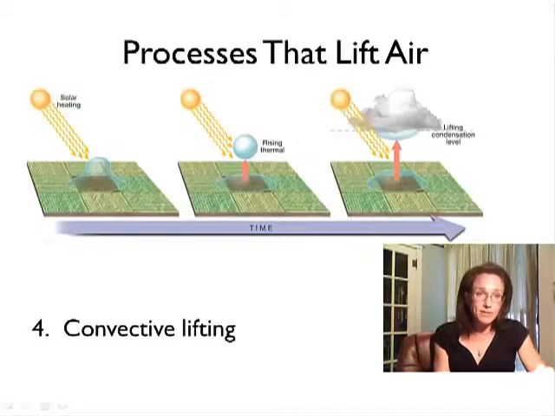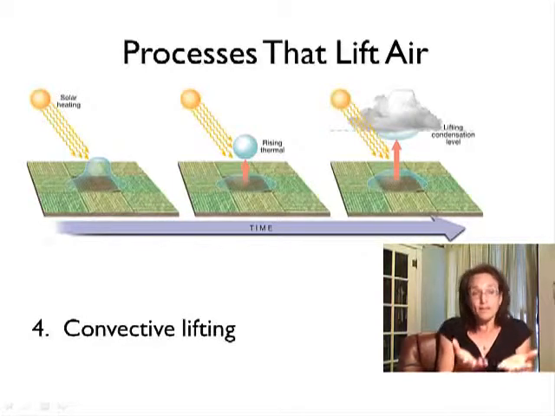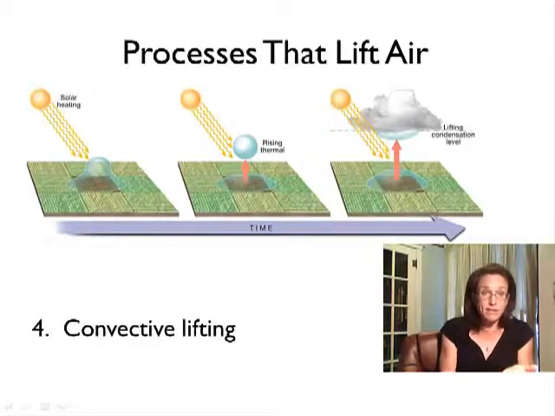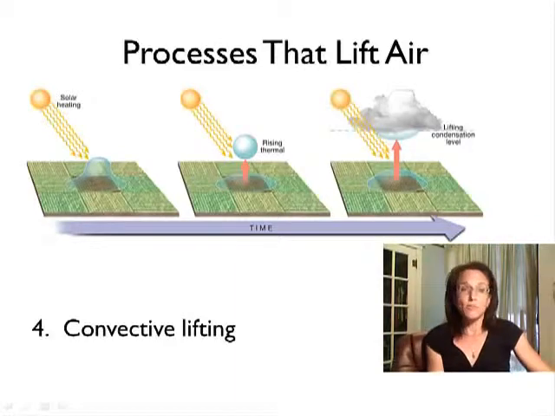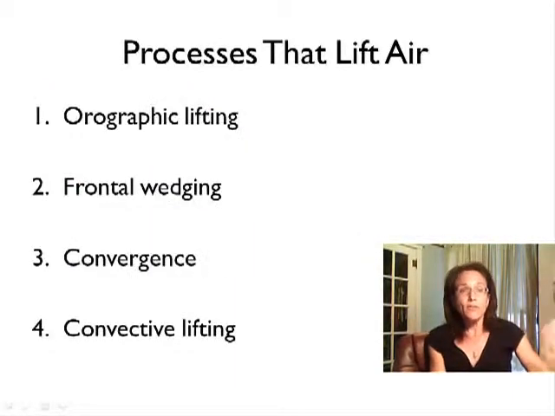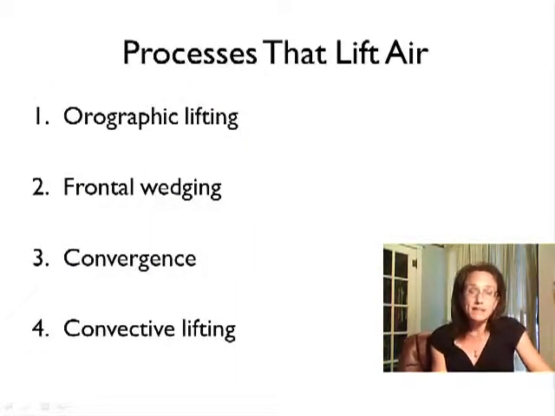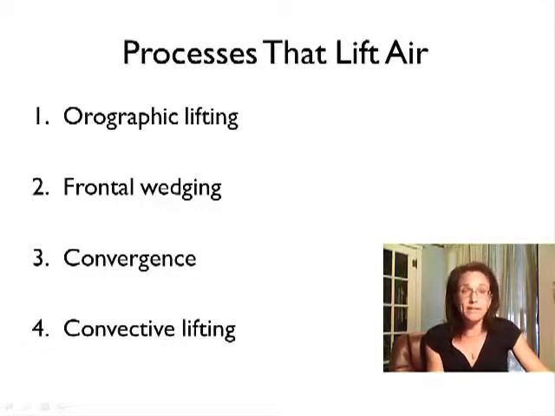And then the last is a very important one for formation of thunderstorms, what we call convective lifting, and that's when the Earth's surface is hot. By conduction, it heats the air that's adjacent to the Earth's surface. That hot air is less dense, and so it rises, and that's what we call convective lifting. So these are 4 processes that lift air in the atmosphere.